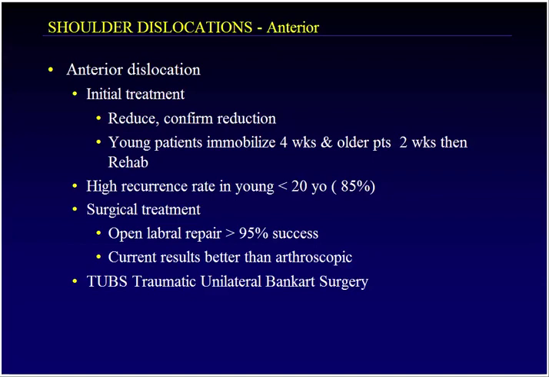Remember that young adult patients have a very high incidence of recurrence of shoulder dislocation. If the patient is less than 20 years old, the literature says that the redislocation rate is as high as 85%. So those are the patients, and particularly the patient with recurrent dislocation, where you would consider surgical intervention. An open labral repair has greater than a 95% success rate.